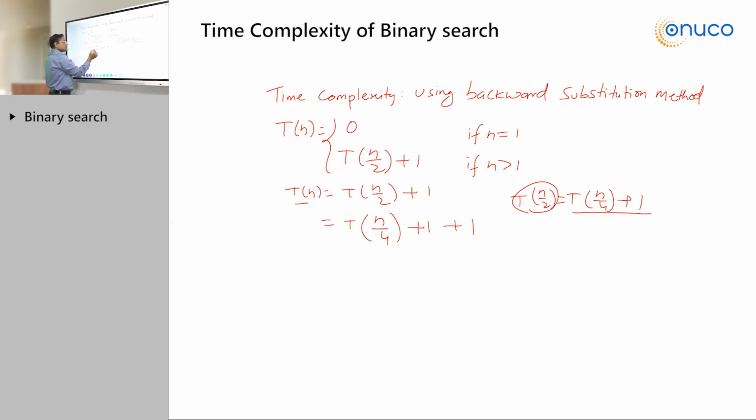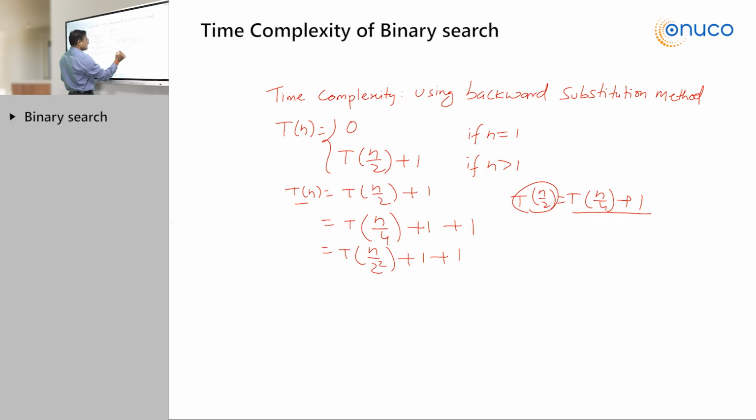Look, n by 4 can be written as T of n divided by 2 square plus 1 plus 1. Friend, we are writing n divided by 2 square, but after dividing again and again, it has to stop somewhere, right? And we'll see that the recurrence relation stops at n equal to 1. When will we get 1 here? When it is n divided by n, we'll get 1. Once we get 1, this recurrence relation will terminate.